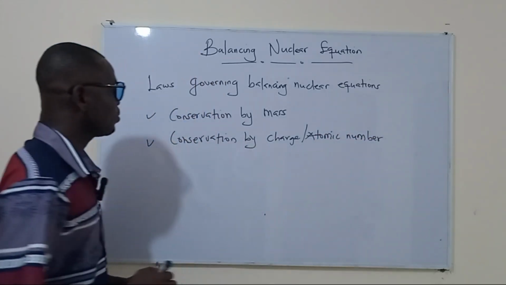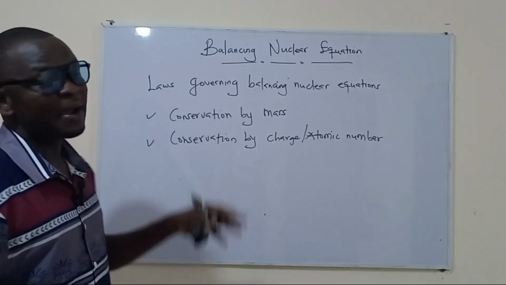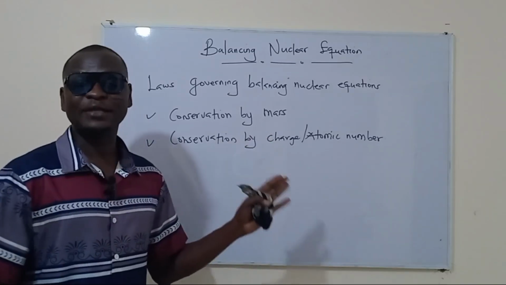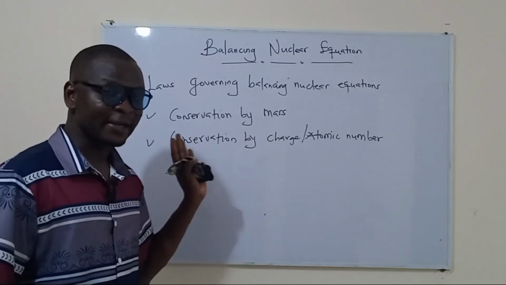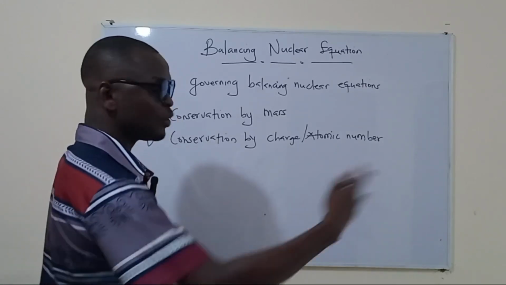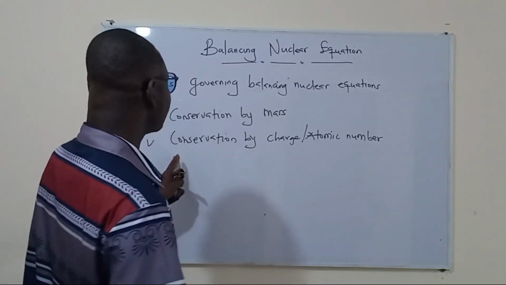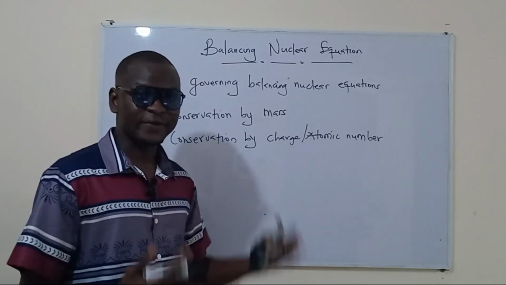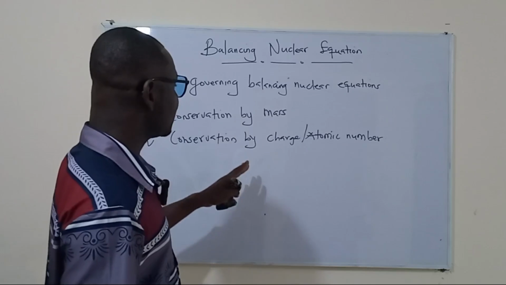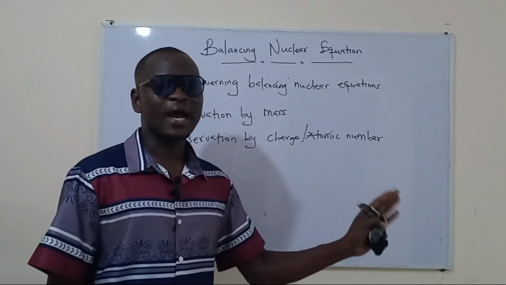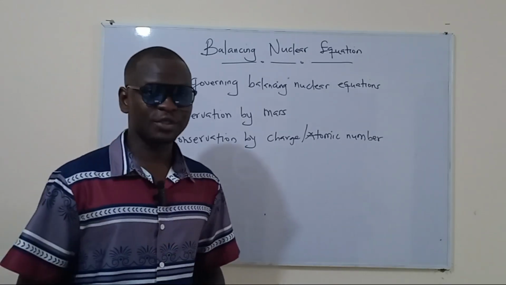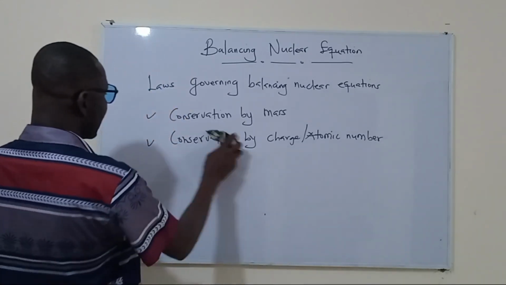What the law of conservation of mass states is that the sum of the mass numbers at the reactant side, which is your left-hand side, should be equal to the sum of the mass numbers at the product side, which is your right-hand side. And the law of conservation of charge or atomic number says that the sum of charge at the reactant side is equal to the sum of charge at the product side. So these are the two laws that govern balancing nuclear equations. Let's look at an example.